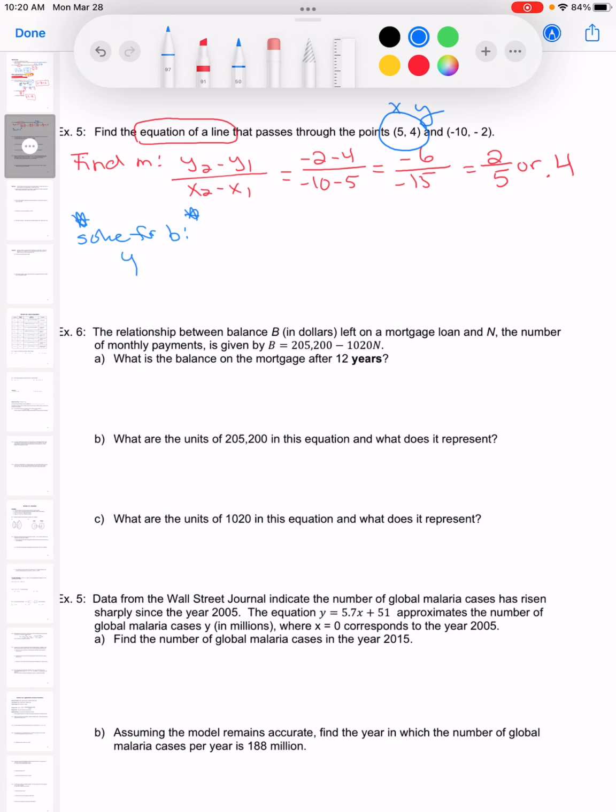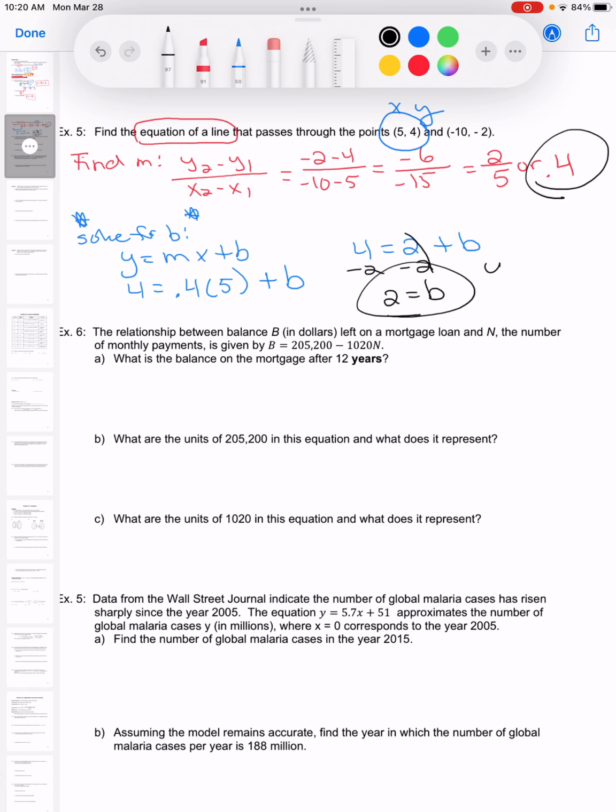And I'm going to plug into y equals mx plus b. So I'm going to plug in y, m, I'll just use the decimal. You can use the fraction, it really doesn't matter. x is 5, and I'm solving for b. 0.4 times 5 is 2. I'm solving for b. So b is 2. Now I know m, now I know b, so I can have y equals mx plus b.